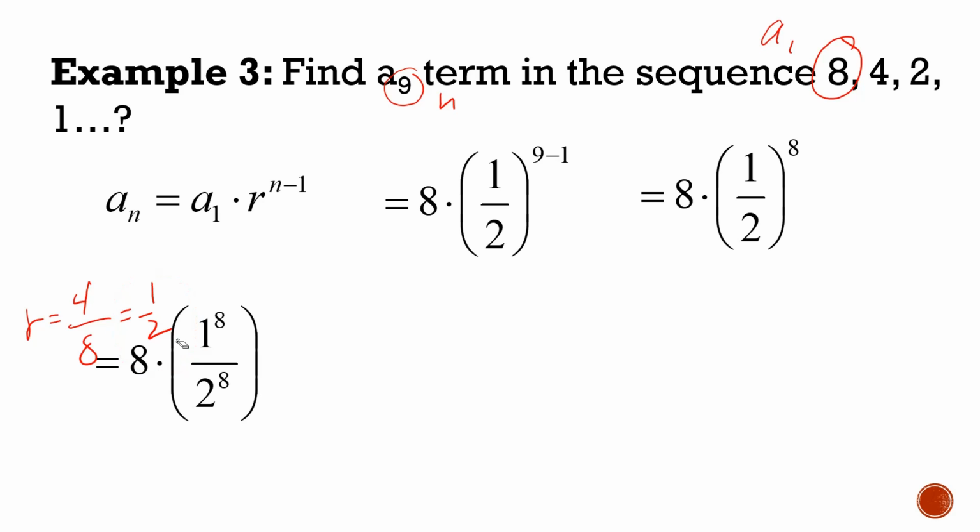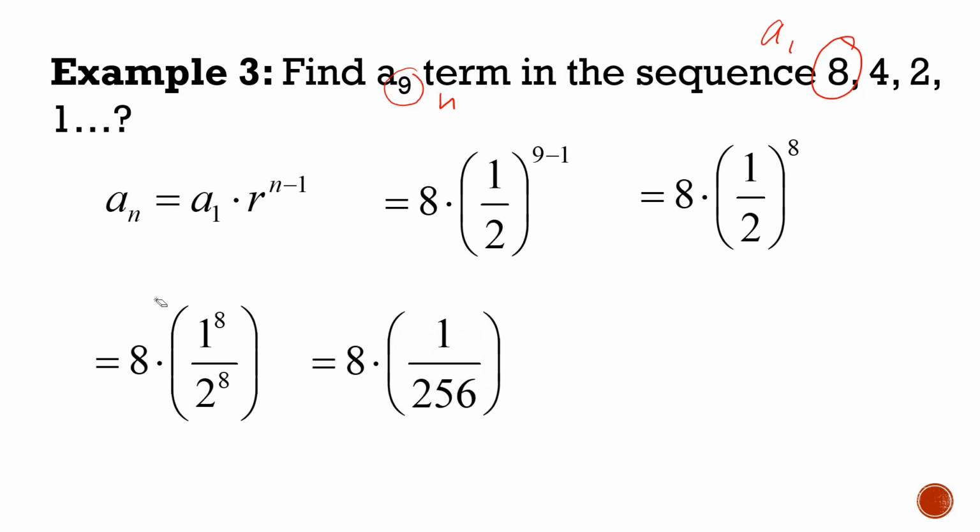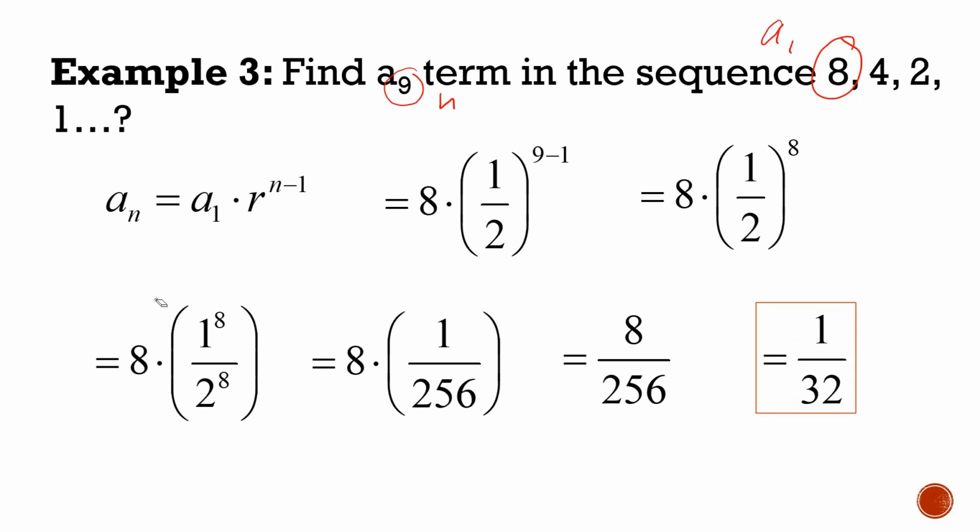Okay, excuse me. There. So 1 raised to 8 is equal to 1. 2 raised to 8 is equal to 256. Let's multiply those two. That's 8 times 1, which is 8 over 256. But here, you have to simplify that because 256 is divisible by 8 and 8 is divisible by 8. So the final answer is 1 over 32.